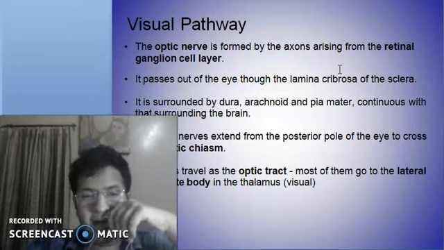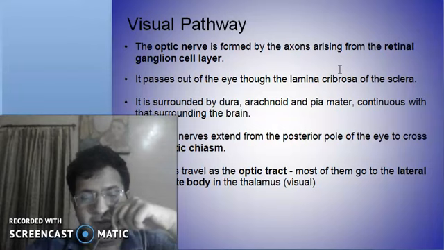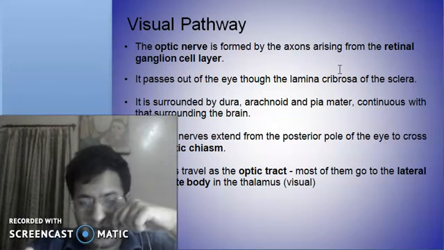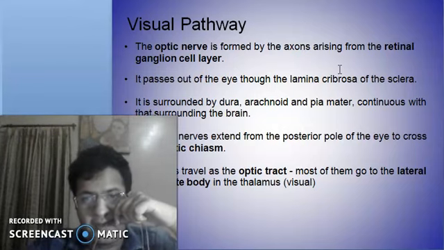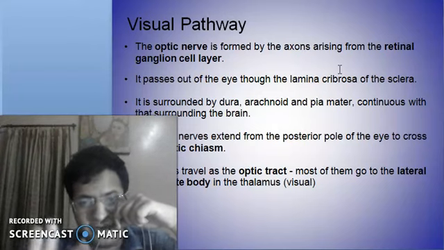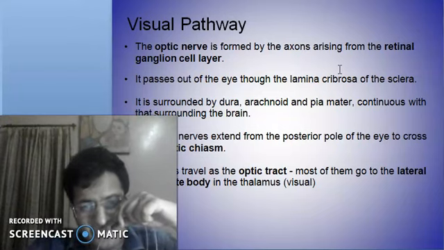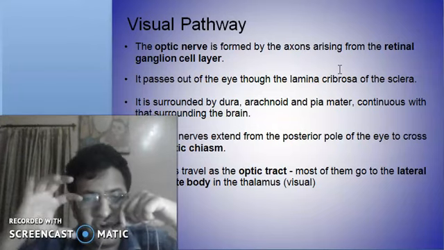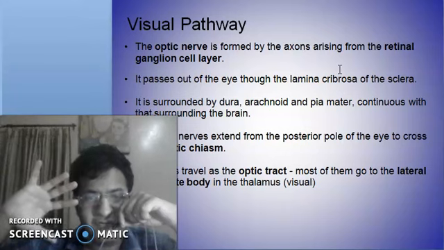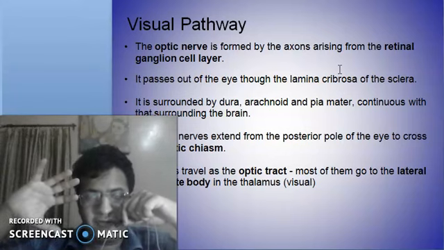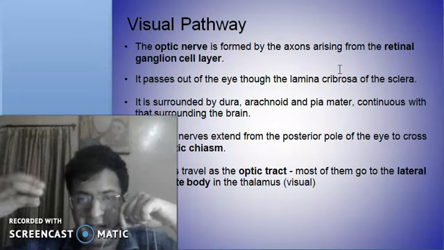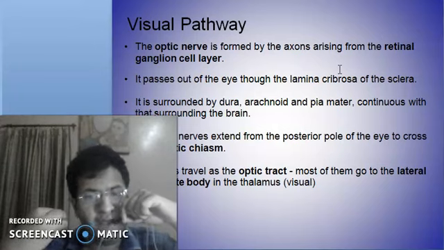What is the visual pathway? What comprises the visual pathway? The first thing in the visual pathway: the ganglion cells give off fibers and they combine to form the optic nerve. The optic nerve is formed by the axons arising from the retinal ganglion cell layer. Then it passes out of the eye through the lamina cribrosa in the posterior surface of the eye, which is a part of the sclera. Through the lamina cribrosa, it passes out of the eyeball.